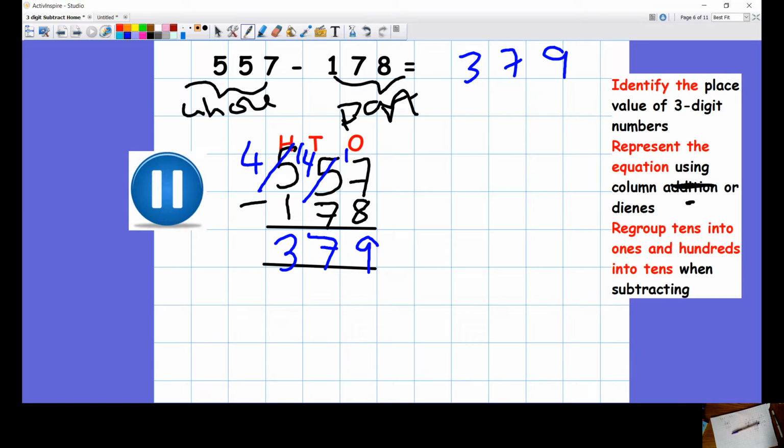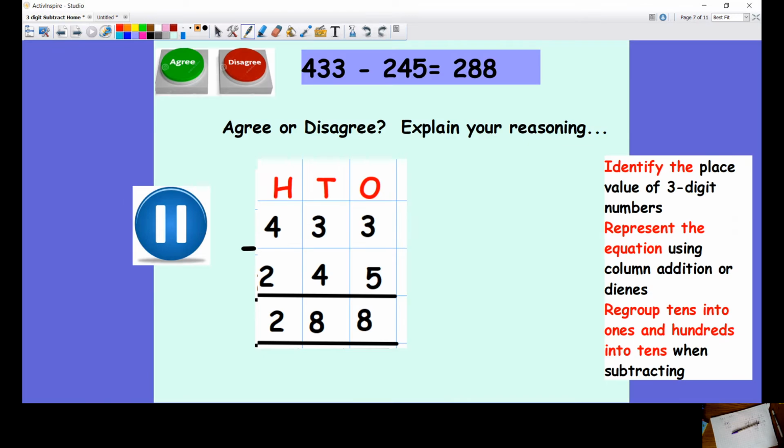So we've done quite a few examples. I'm just going to do a quick spot the mistake or see what's going on here. So 433 take away 245 is 288. Do you agree or disagree? And I would like you to explain your reasoning for this. Best way to explain your reasoning is to just do the calculation to check. So again, on a piece of paper and something to write with, press pause and work through this example.